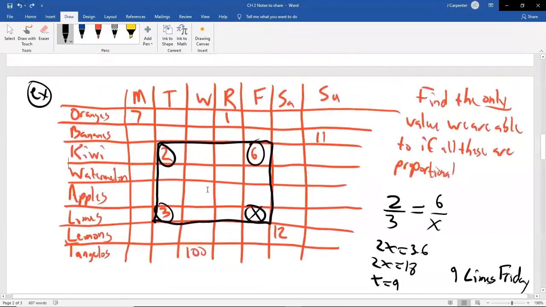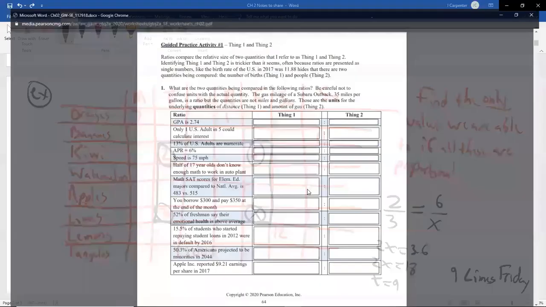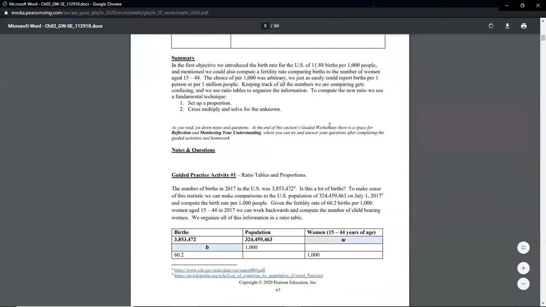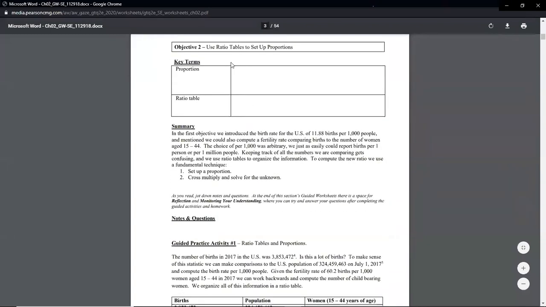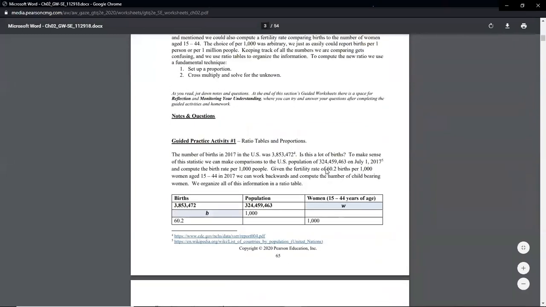All right, and that is it for the notes to share. Let's go back over to the guided worksheet. So using ratio tables, page 65. Here we go.